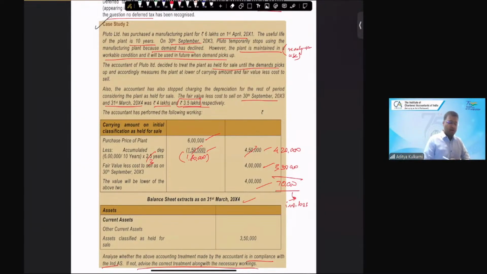Yes. So Pluto has purchased a manufacturing plant for 6 lakhs. Useful life is 10 years. On 30th September, Pluto temporarily stops using the manufacturing plant because demand has declined. However, the plant is maintained in a workable condition and it will be used in the future when the demand picks up. The accountant of Pluto decided to treat the plant as held for sale until the demand picks up and accordingly measures the plant at lower of carrying amount and fair value less cost to sell. Also, the accountant has stopped charging the depreciation for the rest of the period, considering the plant as held for sale.